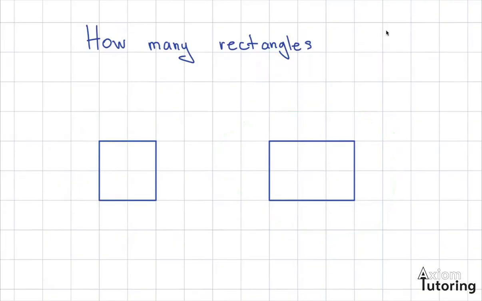This is called a rectangle. They also have 4 sides. Let's check. 1, 2, 3, 4. Correct. And they also have 4 corners. 1, 2, 3, 4. And then ask your child, do you see any difference between this shape, which is called a square, and this one, which is called a rectangle?